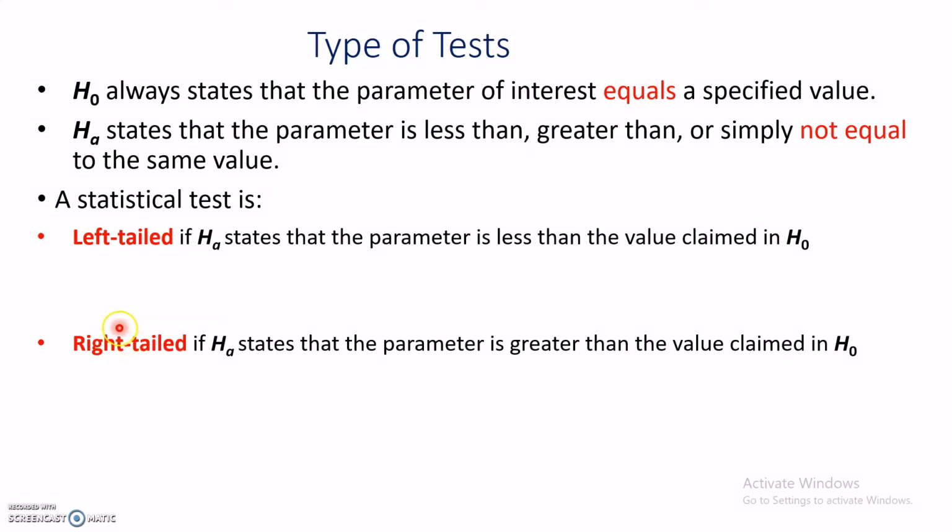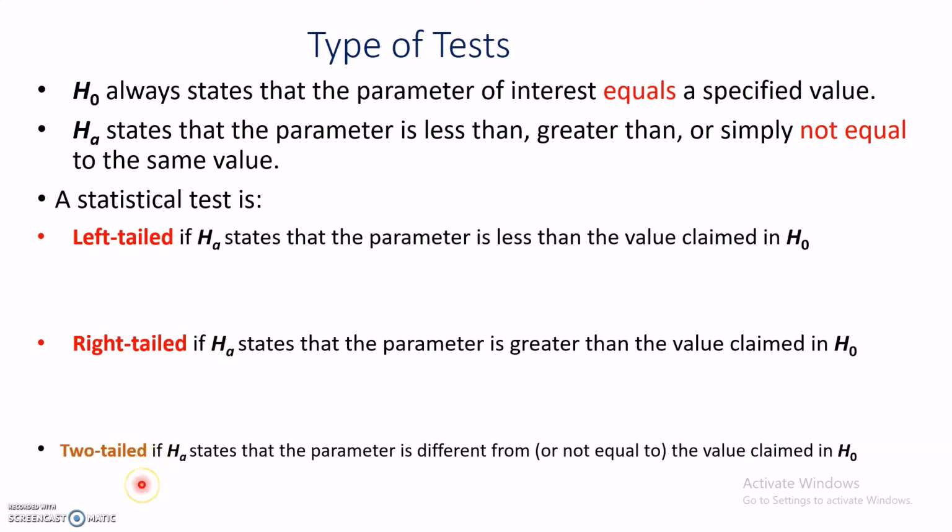A hypothesis test is a right tail test if the alternative hypothesis states that the parameter is greater than the value claimed in the null hypothesis. So it will be a right tail test if the alternative hypothesis contains a greater than symbol, right? I will show you in a minute in detail. The picture I will show you.